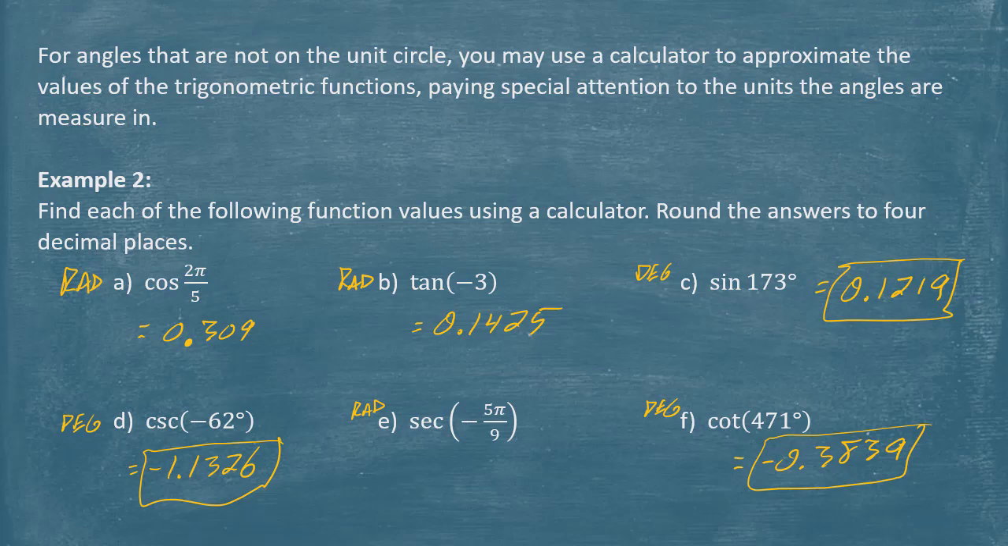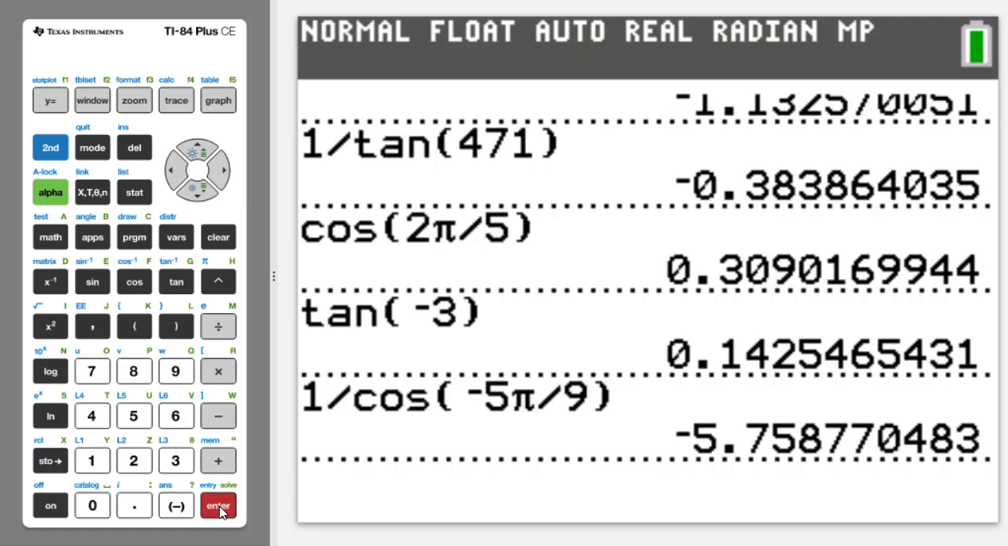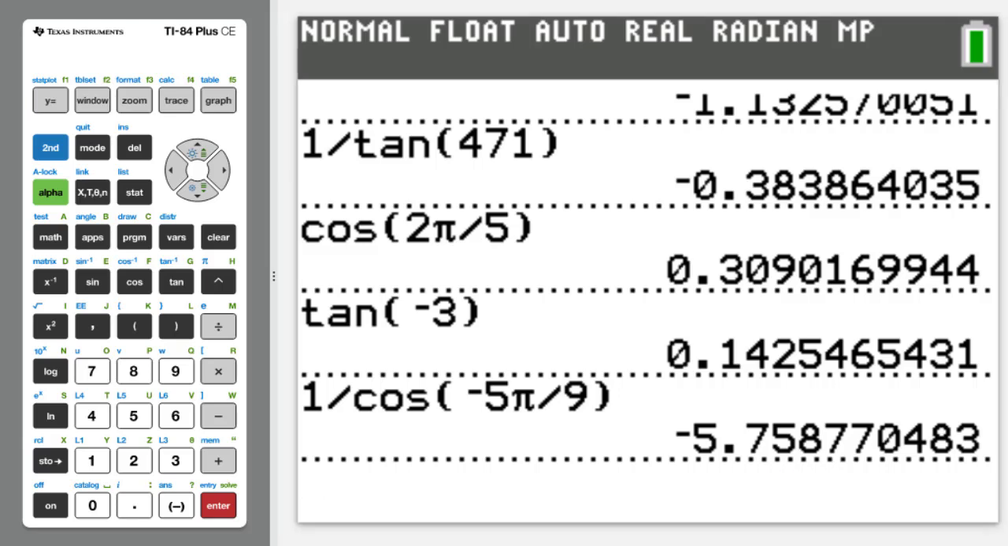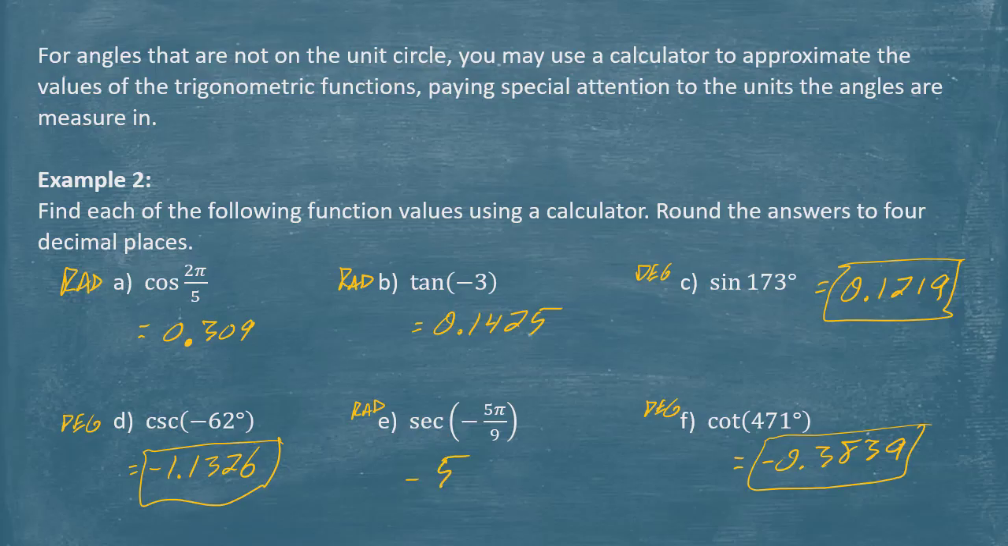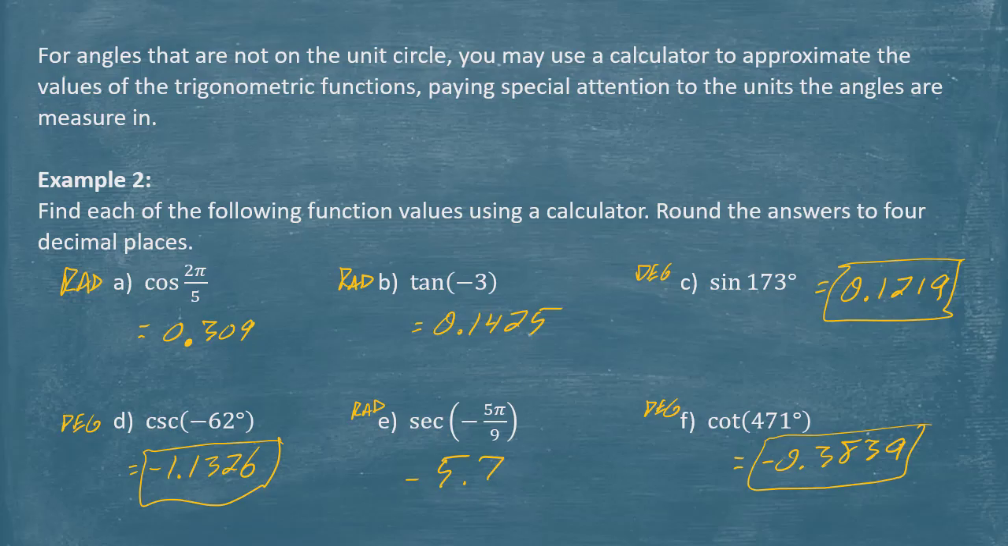And then the last one, secant, again, just more practice with the idea of how to do these reciprocal functions. I basically just type in 1 divided by to start it, and then whatever secant goes with. In this case, secant goes with cosine, and it was negative 5 pi ninths. And just type in the negative 5 pi divided by 9. Close the parenthesis, not that it really matters a whole lot. You could actually do it without closing the parenthesis, and it still evaluates it correctly. But this one gives negative 5.7588.